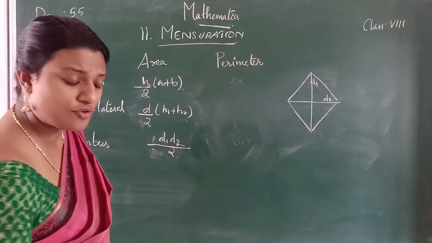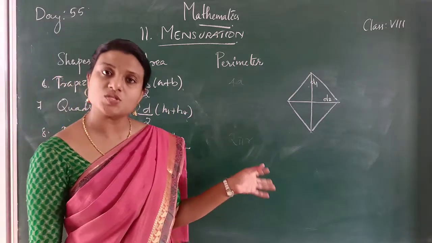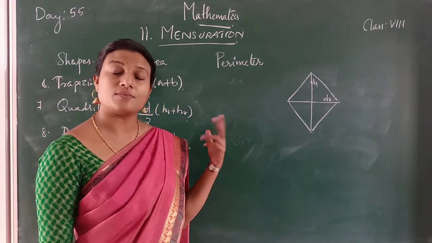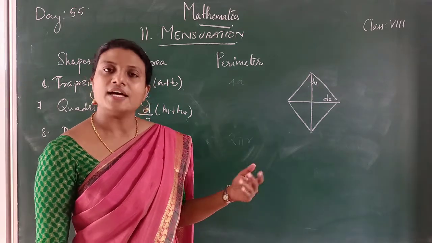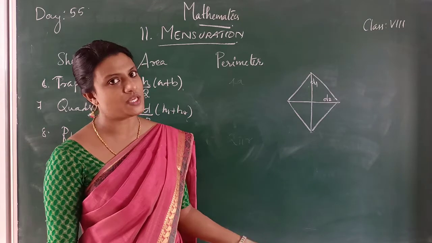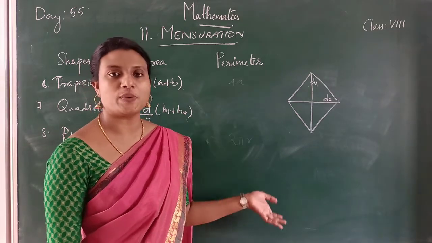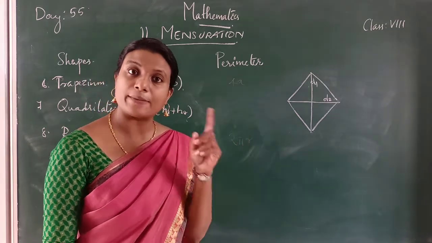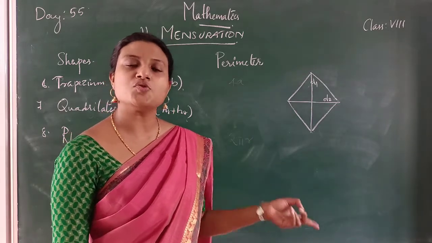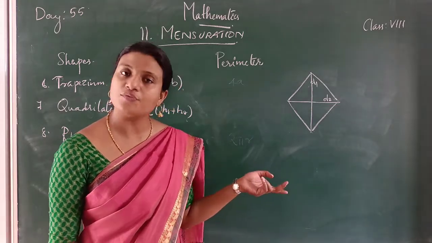So these are the main formulas. First one we studied is the square. Area of the square is a square. Next, perimeter of the square is 4a. Rectangle, area is l into b, perimeter 2 into l plus b. Circle, perimeter is 2 pi r, area is pi r square, where pi is a constant, equal to 22 by 7 or 3.14.